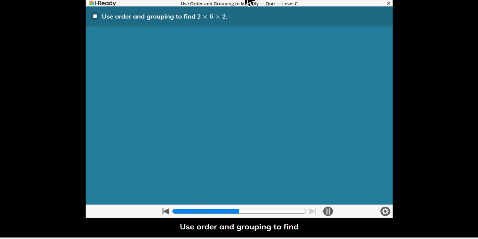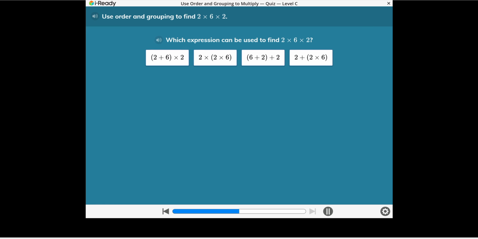Use order and grouping to find 2 times 6 times 2. Which expression can be used to find 2 times 6 times 2? This expression shows that you can group 2 times 6 and then multiply by 2 to find the product.